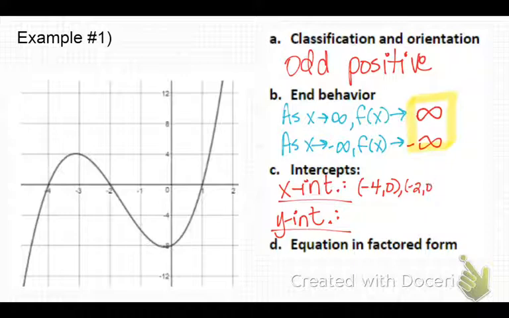-2, 0, and 1, 0. Okay, what's my y-intercept? 0, -8. You have to write those zeros. You guys keep trying to get away without writing them. You have to write the zeros. If I'm asking for an intercept, it's a coordinate pair. Yes?